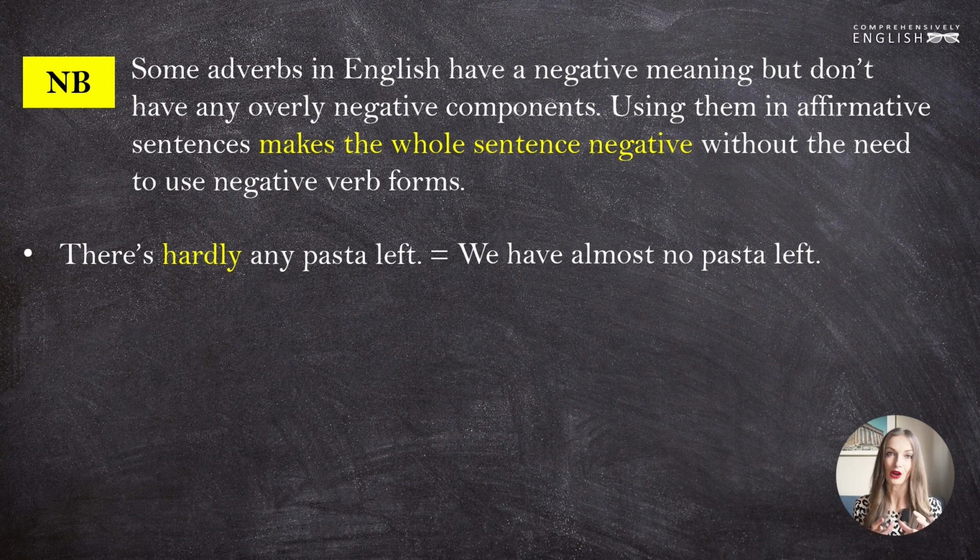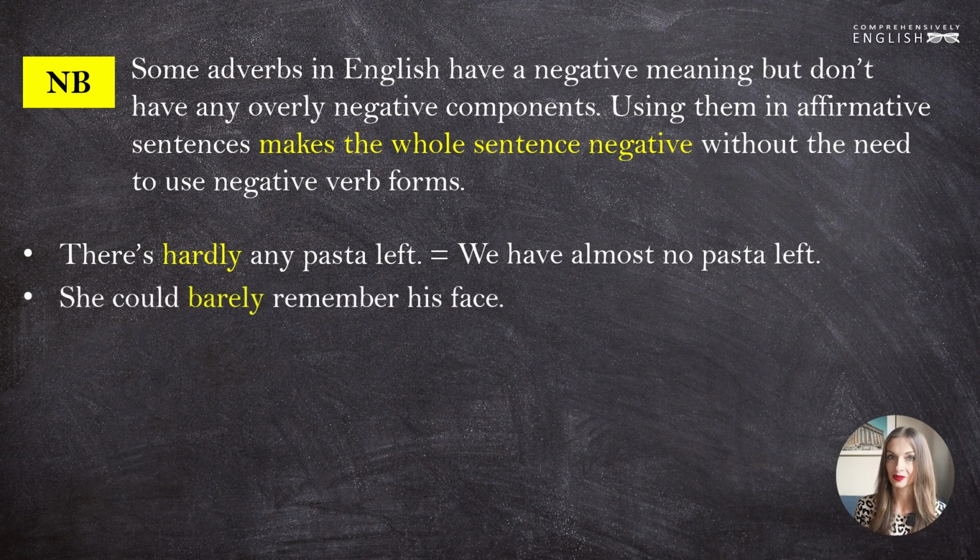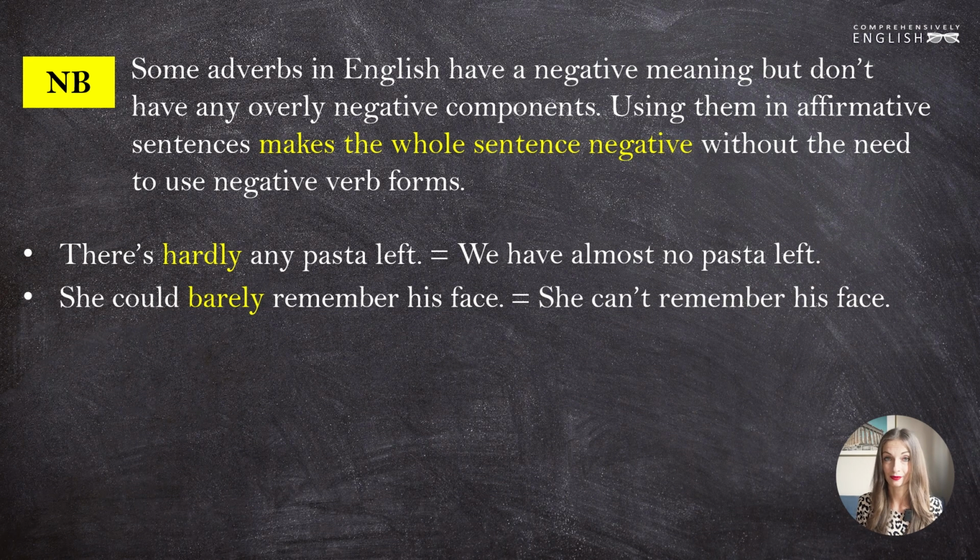Little is, by the way, also one of those words that express negative meaning without any negative components in them. Another example, she could barely remember his face. Again, this sentence doesn't have any negative verb forms, any other negative elements in it, but what it tells us is she doesn't remember his face, or she almost cannot remember his face, to be more precise.